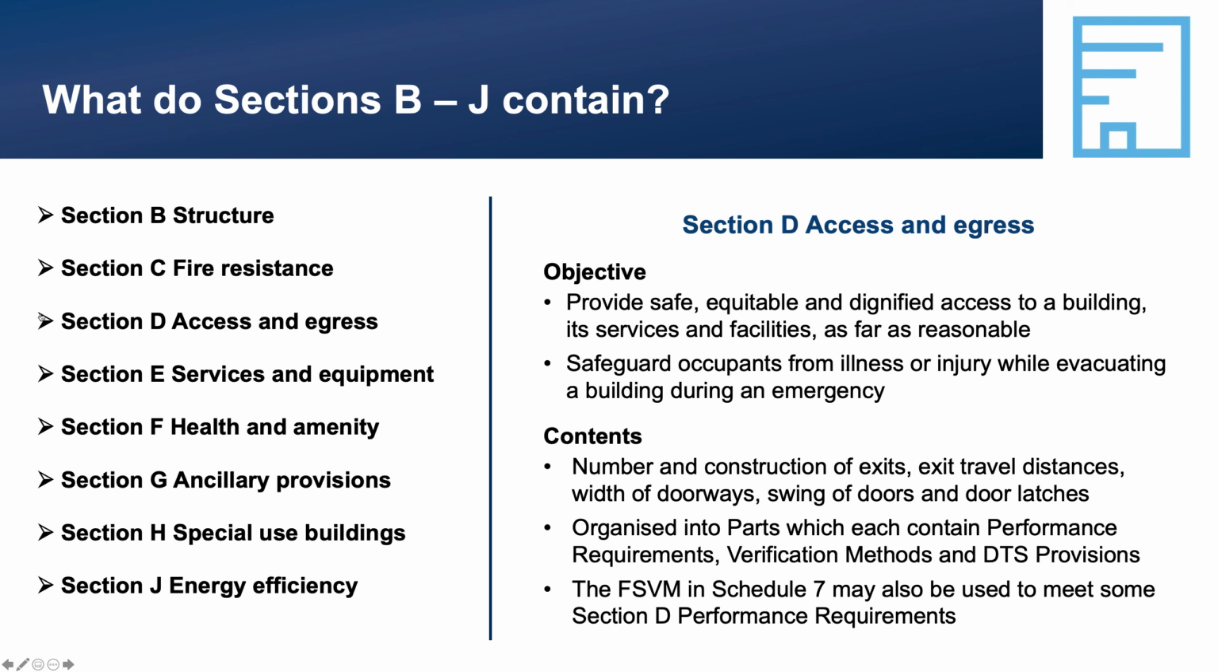Section D focuses on access and egress provisions for buildings and structures, including provisions for escape, construction of exits, and access and egress for people with disabilities. The access provisions for people with a disability in the NCC reflect the requirements of the Disability Access to Premises Buildings Standards, Premises Standards, made under the Commonwealth Disability Discrimination Act 1992, or DDA.